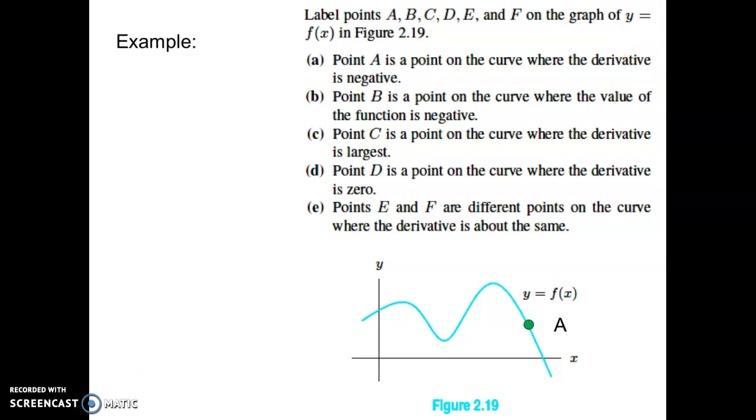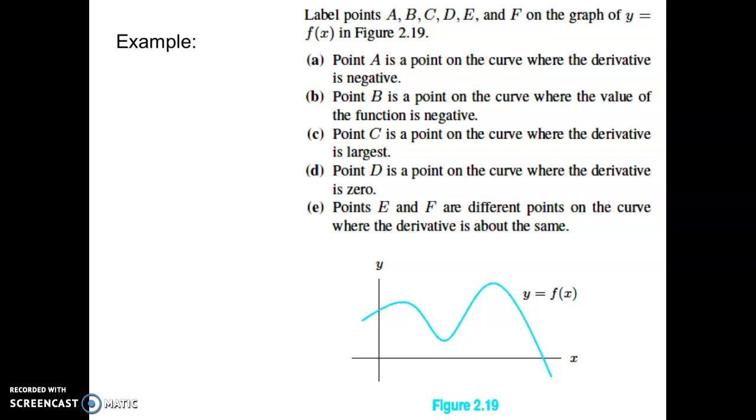Now I want the derivative to be negative, which means I want the slope of my tangent line. If I were to draw the tangent line to the curve here, the tangent line to the curve would be negative. Point A could be anywhere along this branch of the curve and anywhere along this branch of the curve, because that is where the curve is decreasing and therefore where the derivative, or the slope of the curve, will be negative.